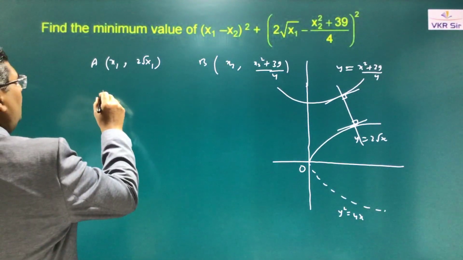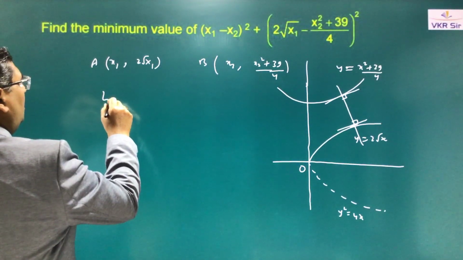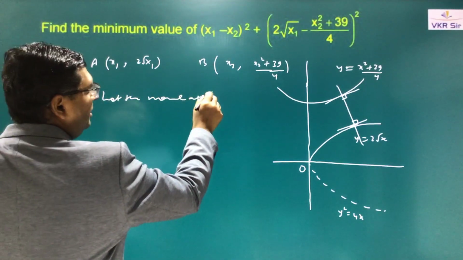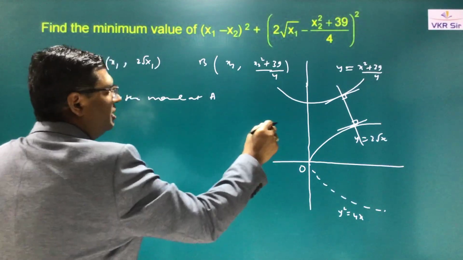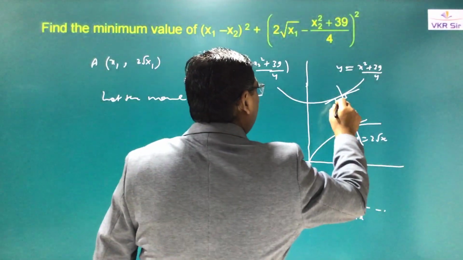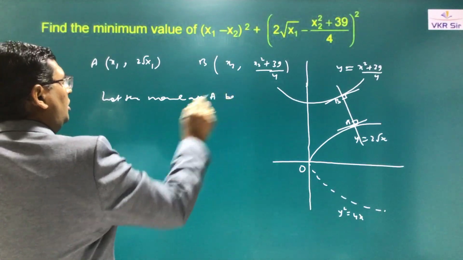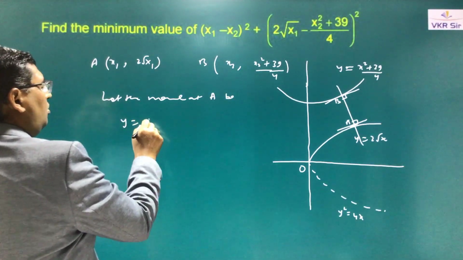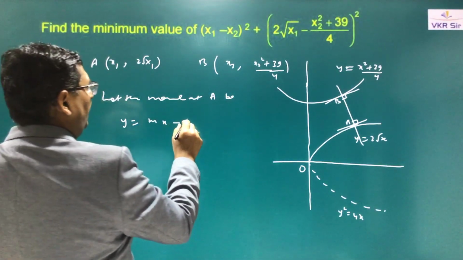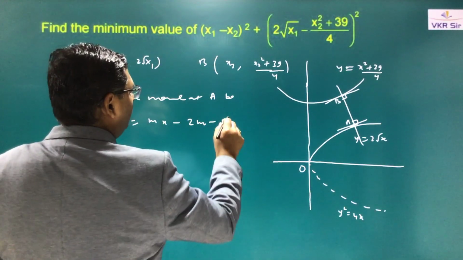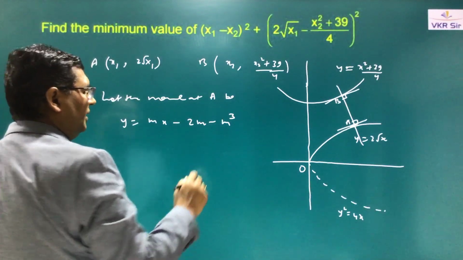So let us say the normal, at A, let us say call this point as A and this point as B, is y equal to mx minus 2am minus am cube. a is 1 for us. So this is the equation of normal at A.